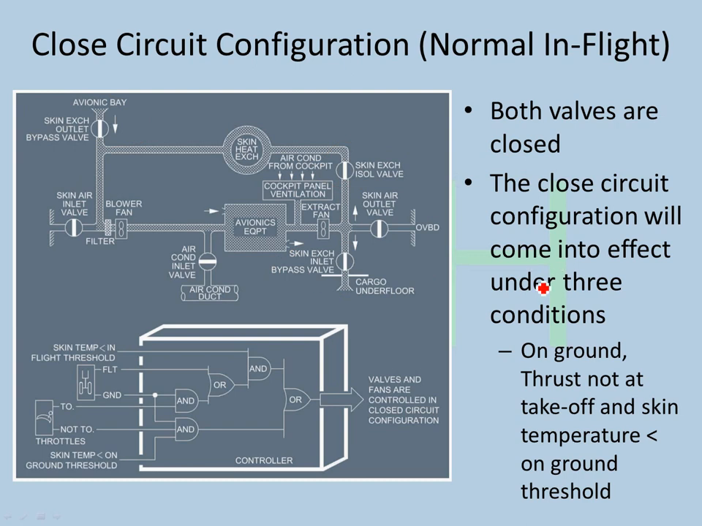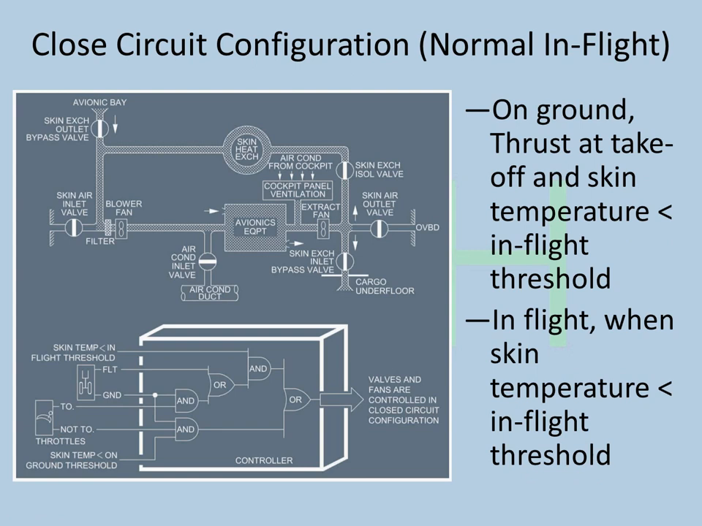Now closed circuit configuration will happen in three conditions. The first one here is you're on ground, as you can see. Let's take it from the logic diagram itself. Thrust is not at takeoff, and your skin temperature is below ground threshold. The previous one was above ground threshold. Now here it is below, and hence you will be in closed circuit configuration. The ground threshold is 12 degrees and increasing, 9 degrees and decreasing.